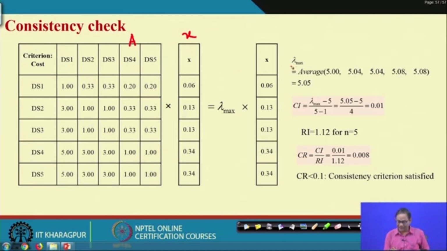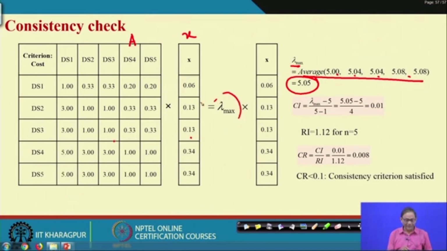Now, you are finding the average of lambda max, which is 5. You can calculate how many equations there will be. This is 5 cross 5, and this is my 5 cross 1, so the resultant will be 5 cross 1 and this is also 5 cross 1. So, you will get 5 equations, and you will find 5 lambda values. Take the average of all those 5 values.